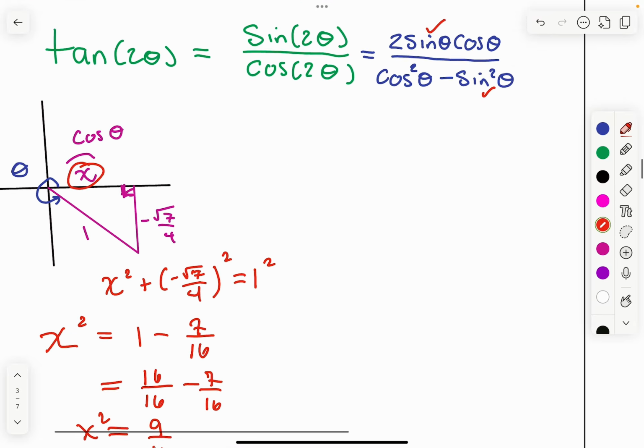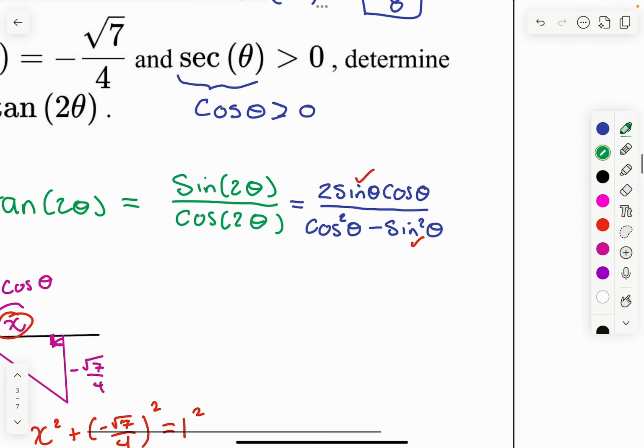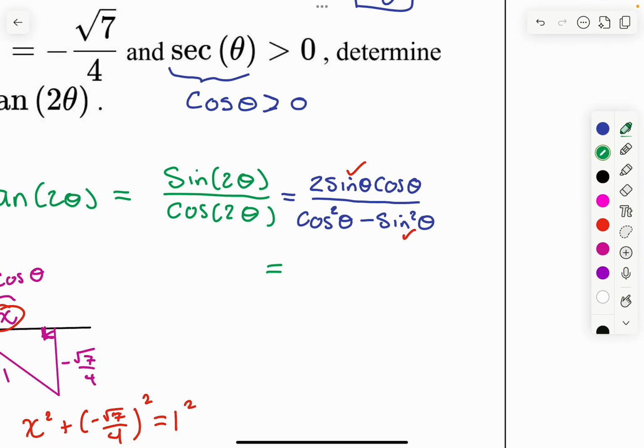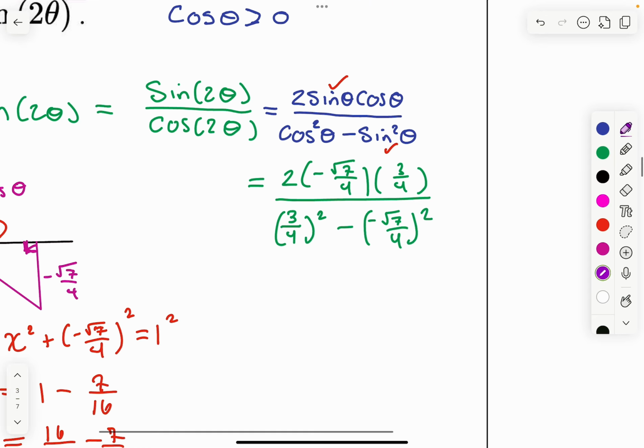So now I go back up here, and I replace cosine with 3/4 and sine with negative root 7 over 4, and I'll be done. So this is 2 times negative root 7 over 4 times 3/4 divided by 3/4 squared minus negative root 7 over 4 squared. The top would become negative 6 root 7 over 4. I'm sorry, over 16, because those 4s multiply.